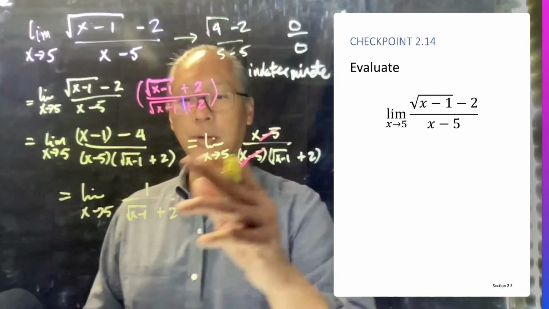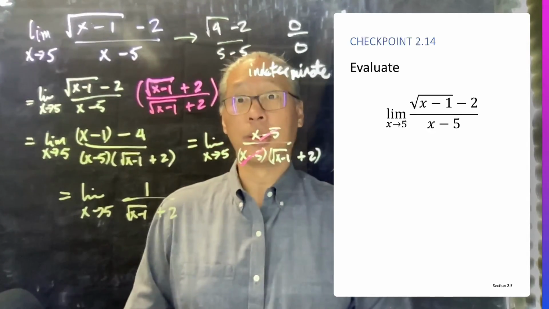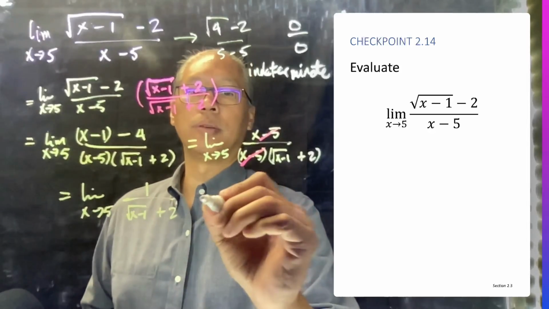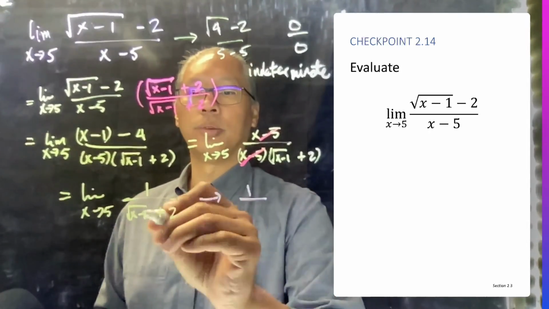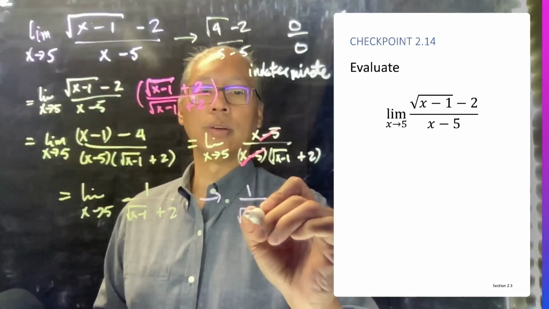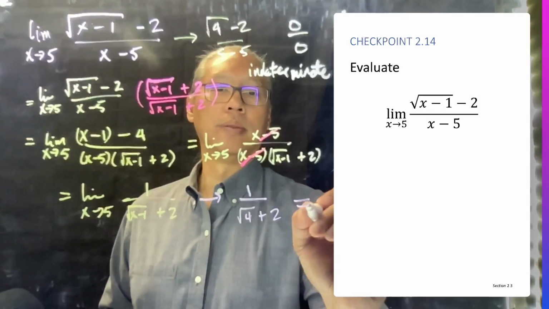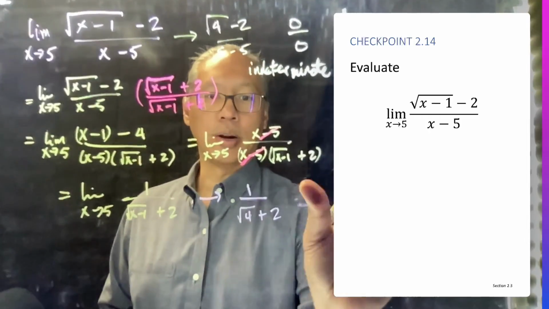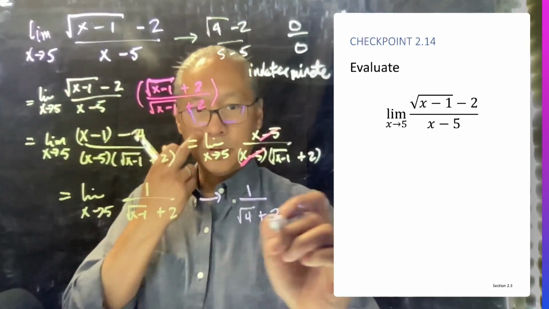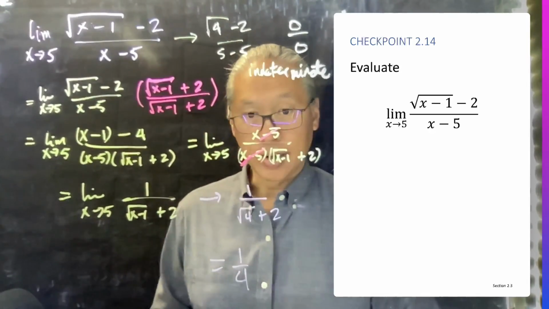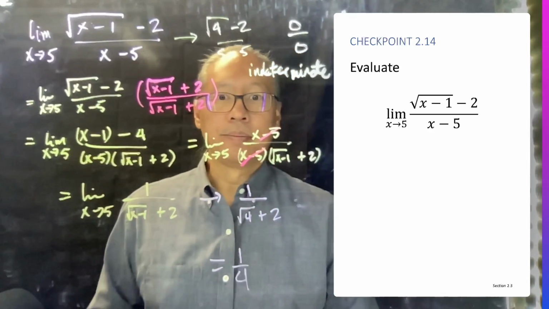So there's no way that this is going to be indeterminate anymore, and we can put in the value of 5. So we're going to get 1 in the numerator. This is going to be the square root of 4, which is 2, plus 2. So this is going to be 1 over 2 plus 2, which is 4, so 1/4. And that should be your final answer. All right, I hope that helps.